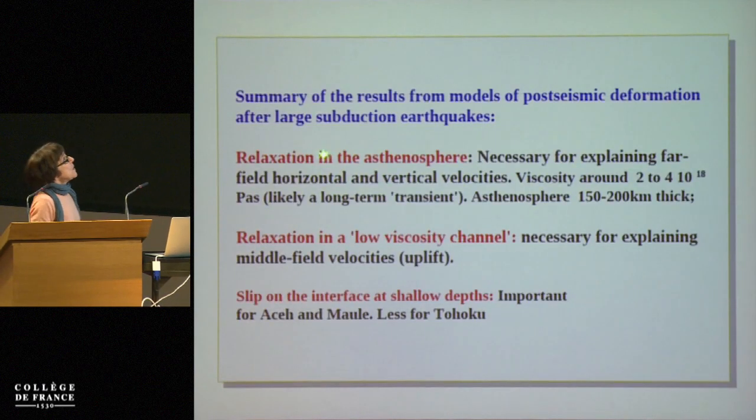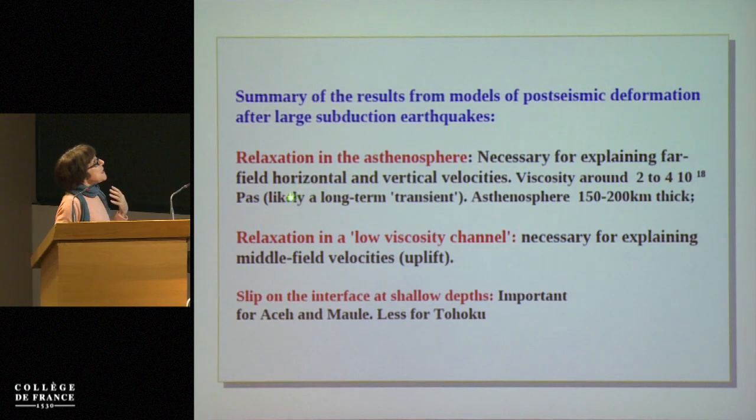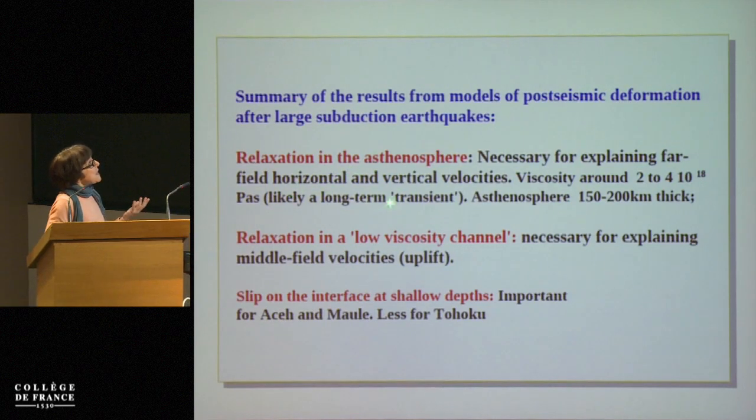Okay, so the summary of the results is that we need relaxation in the asthenosphere for explaining far-field horizontal and vertical velocities. The viscosity has to be of the order of a few times 10 to the 18 Pascal second, and the asthenosphere needs to have a finite thickness. One also absolutely needs relaxation in a low viscosity channel in the lower part of the subduction interface, and this is necessary for explaining, in particular, the uplift on the volcanic arc.